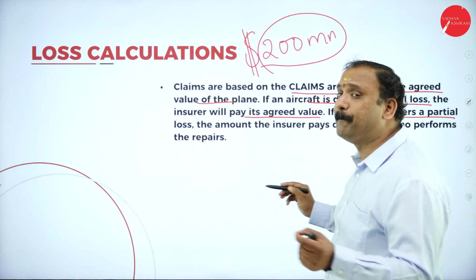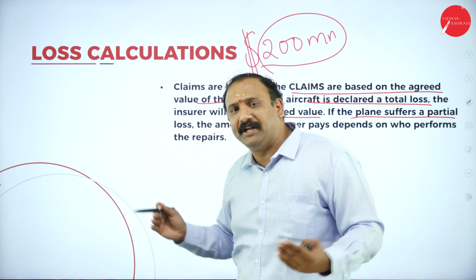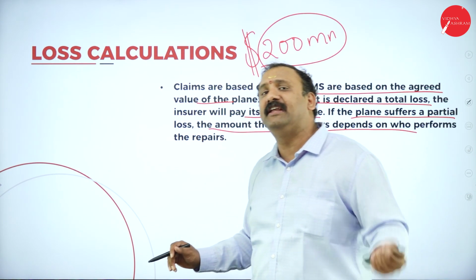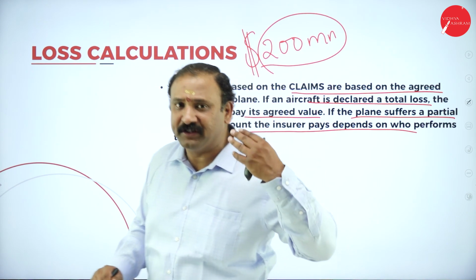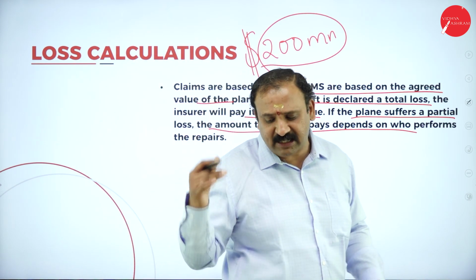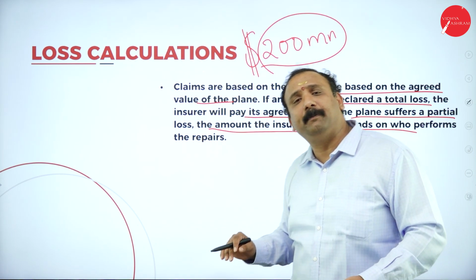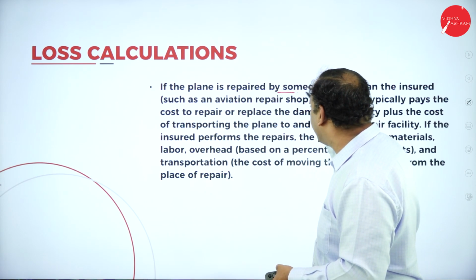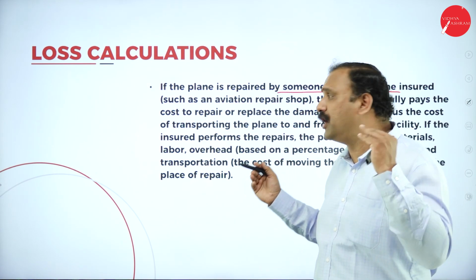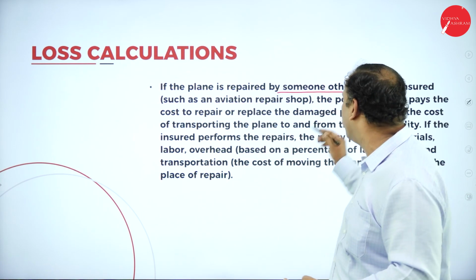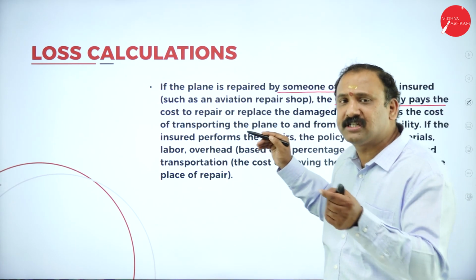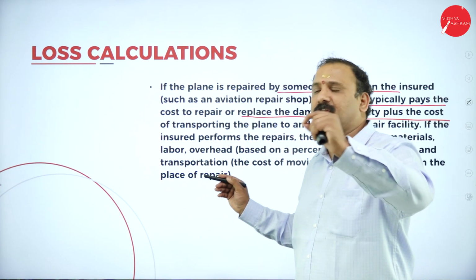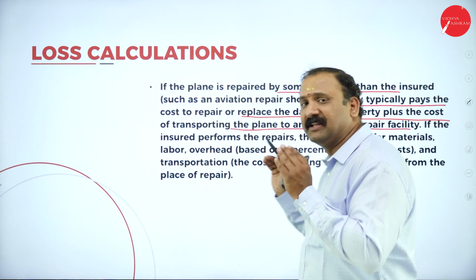If the plane suffers a partial loss, the nose got damaged, the body got damaged, the wing got damaged, at that time the amount the insurer pays depends on the repairs, on the repairability. Whatever expenses occur there, we will be able to pay you that much. Followed by, in the loss calculation, if the plane is repaired by someone other than the insured, such as an aviation repair shop, the policy typically pays the cost to repair, that's it, or to replace the damaged property, plus the cost of transporting the plane to and from the repair facility.